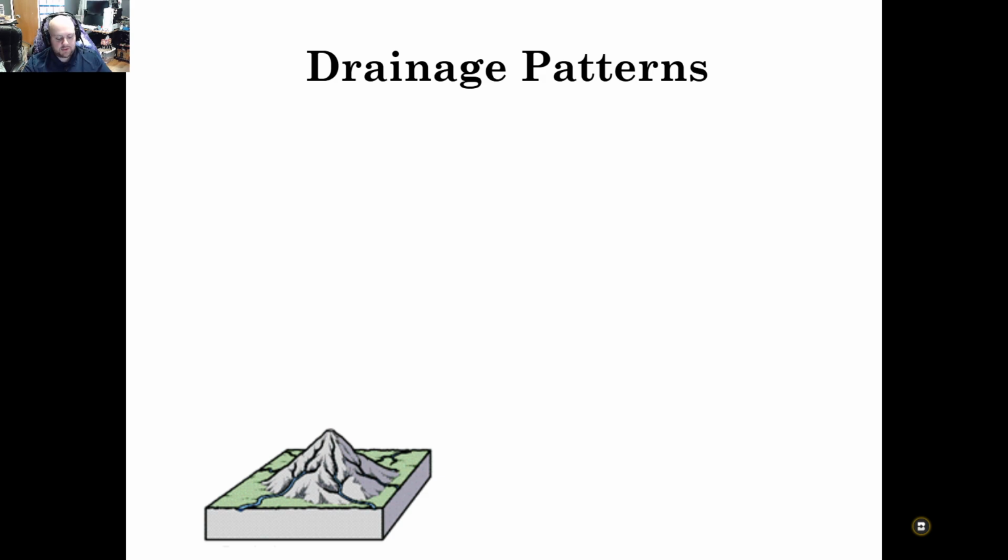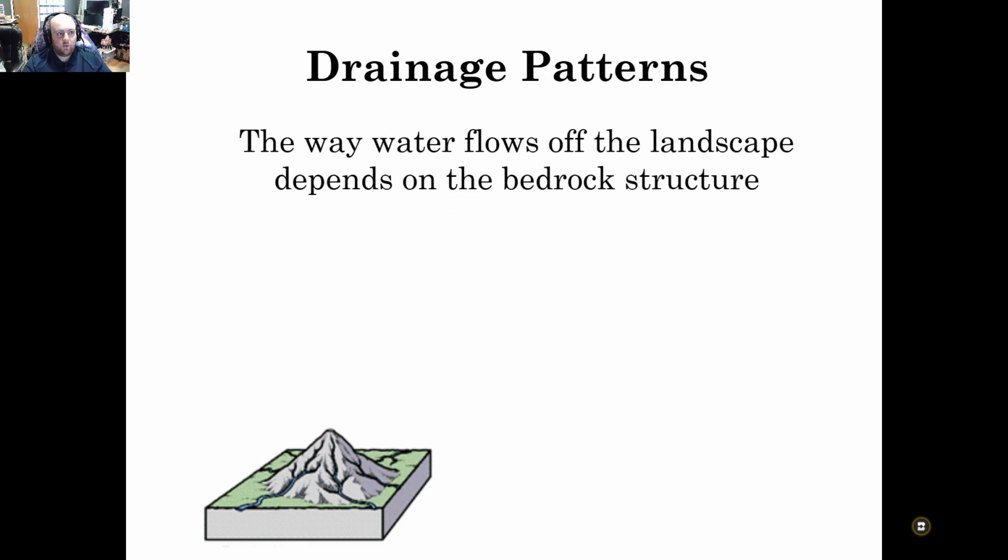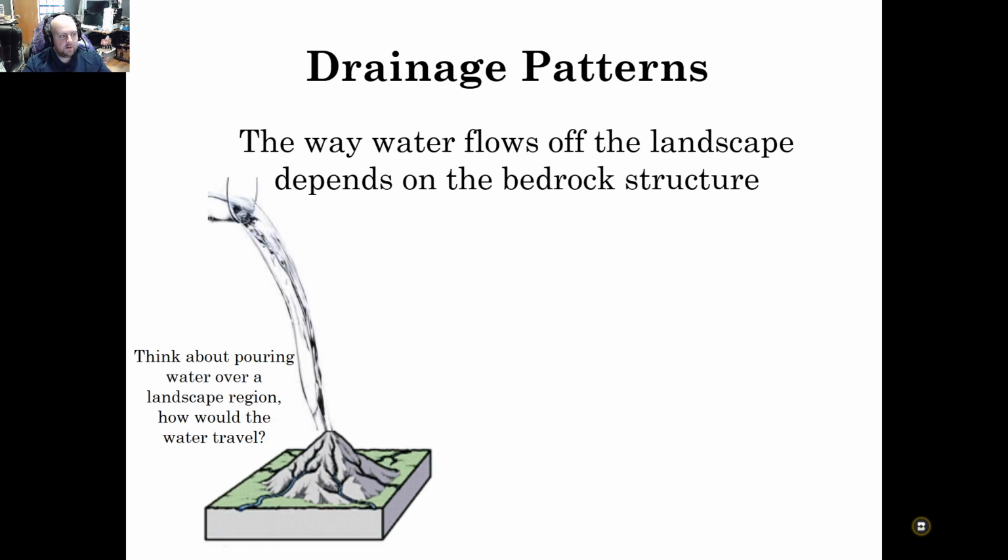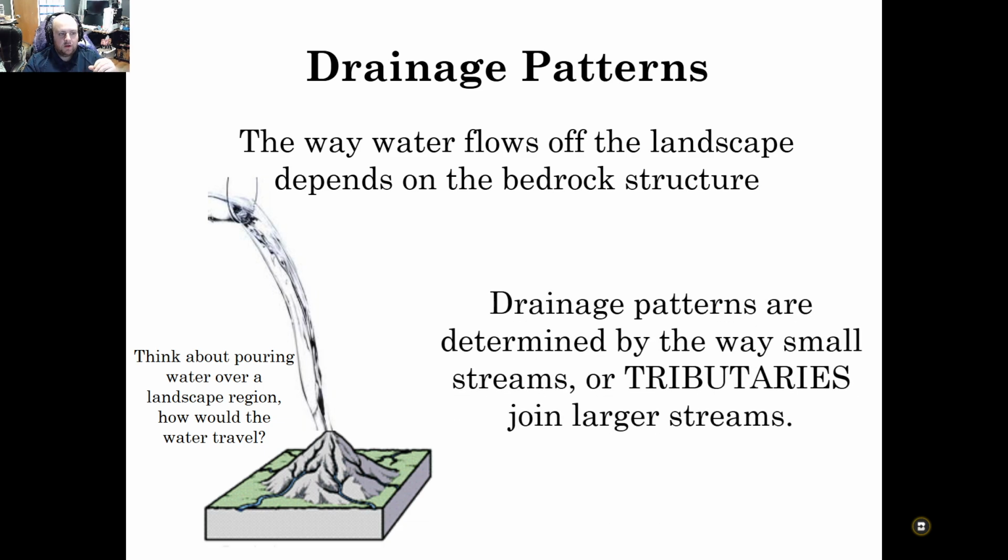So, at the top of page 13, write this down for drainage patterns, okay? It is the way that water flows off the landscape, and it depends on the bedrock structure. So it depends on what the rock is made of. Think about pouring water over a landscape region, right? If you poured a cup of water on top of this mountain here, how would the water travel? That's what we're trying to think about here. So, drainage patterns are determined by the way that small streams or tributaries join larger streams. Okay, that's already written for you in the notes there. Okay, so let's look at the different patterns.